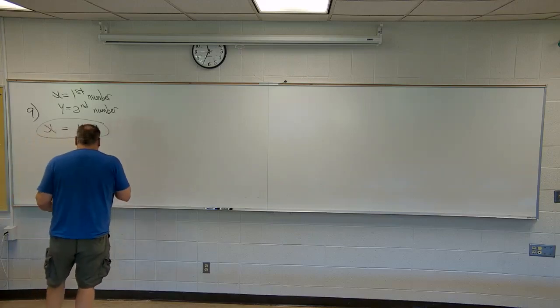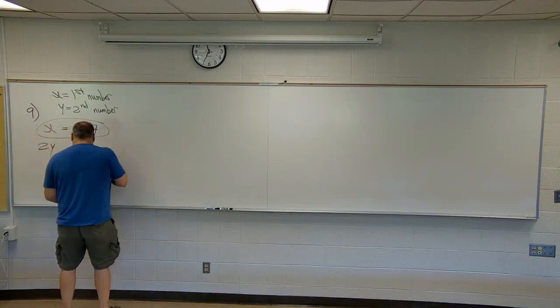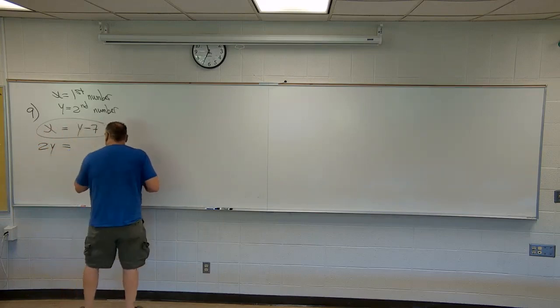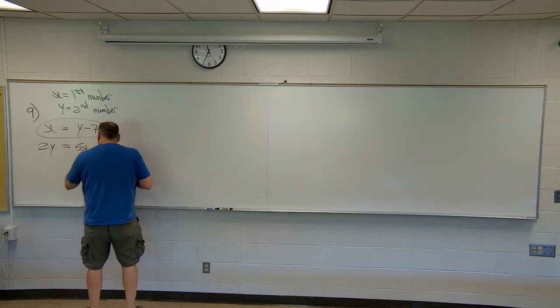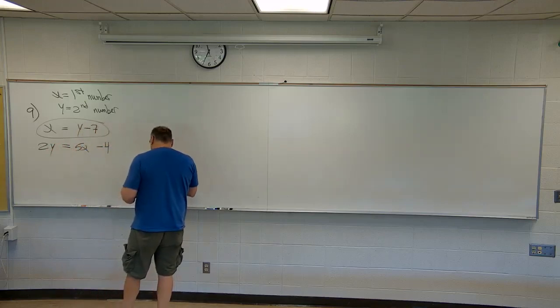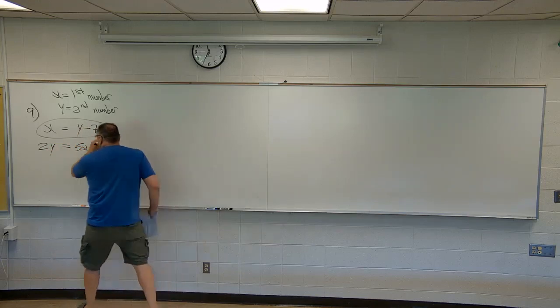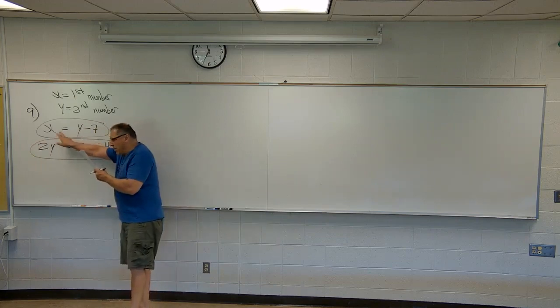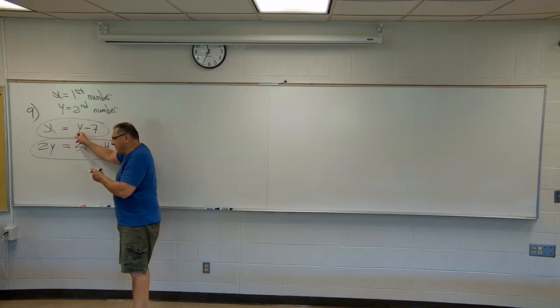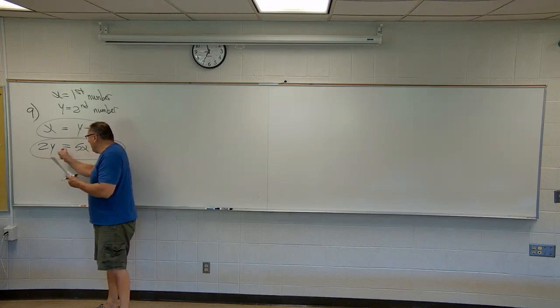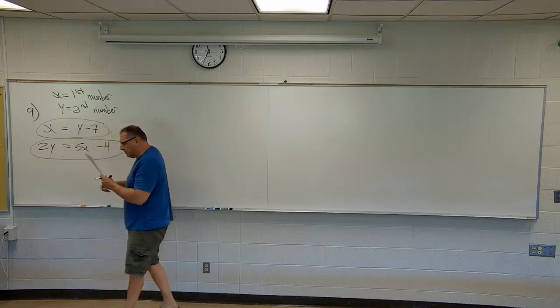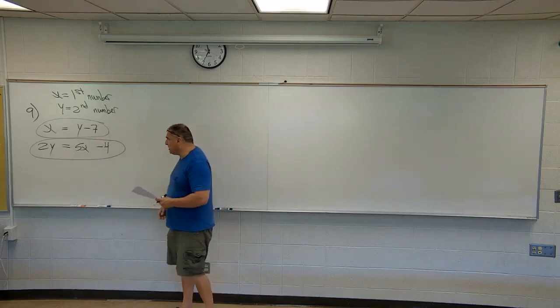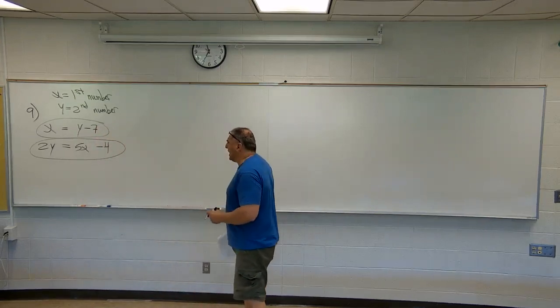Twice the second number. Twice the second, 'is' means equals. Twice the second number is 4 less than 5 times the first number. Find the two numbers. Okay, here we go. Let's do it again. One number is 7 less than a second number. Twice that second number is 4 less than 5 times the first number. Find the numbers. It's 2 equations and 2 unknowns, you guys.